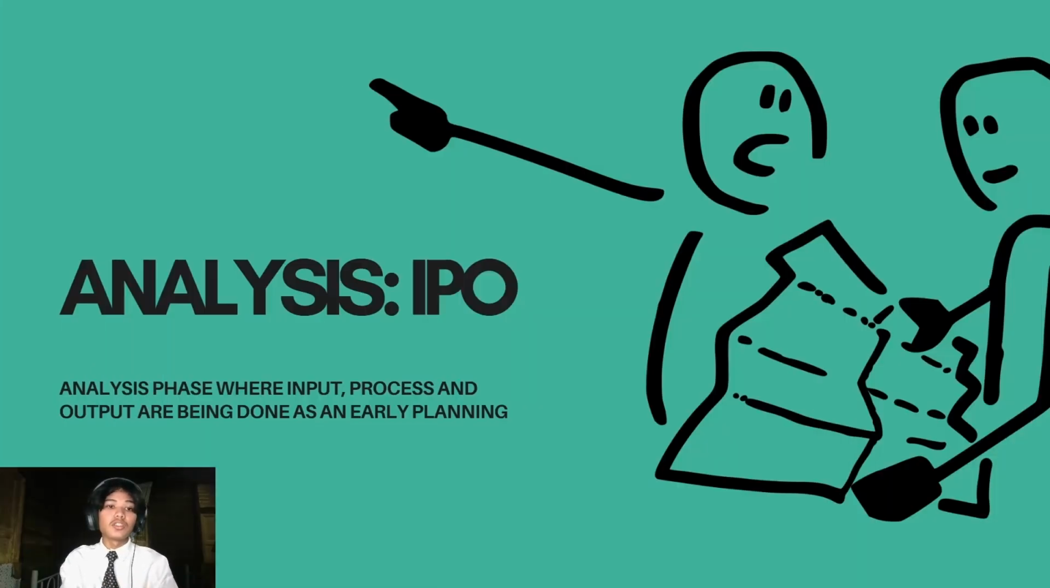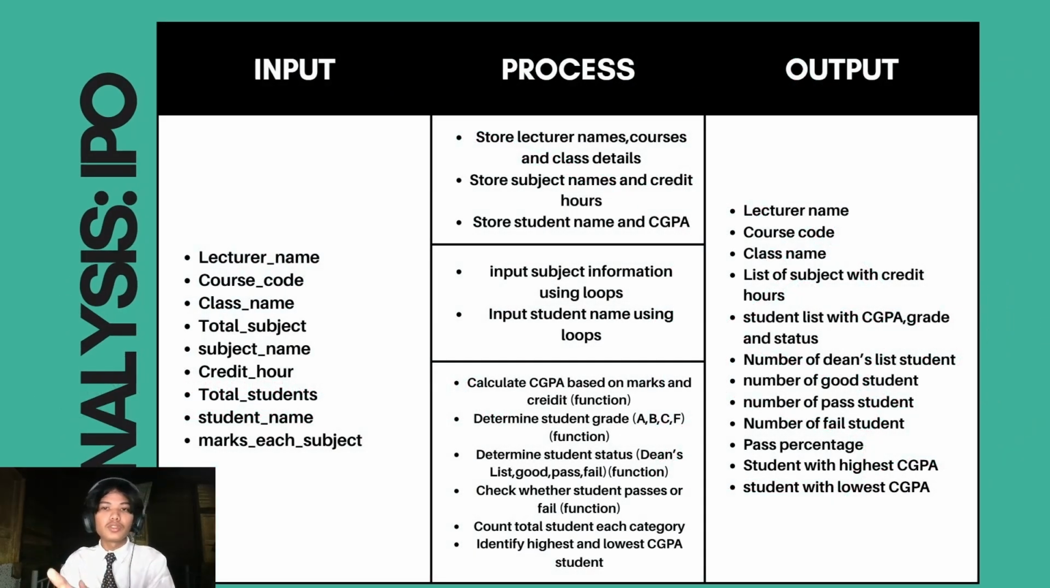This is our analysis, the IPO. IPO is where you plan before you do a thing. So this is our IPO. Input will be entered by the lecturer. The lecturer will enter the data. So this is our input.